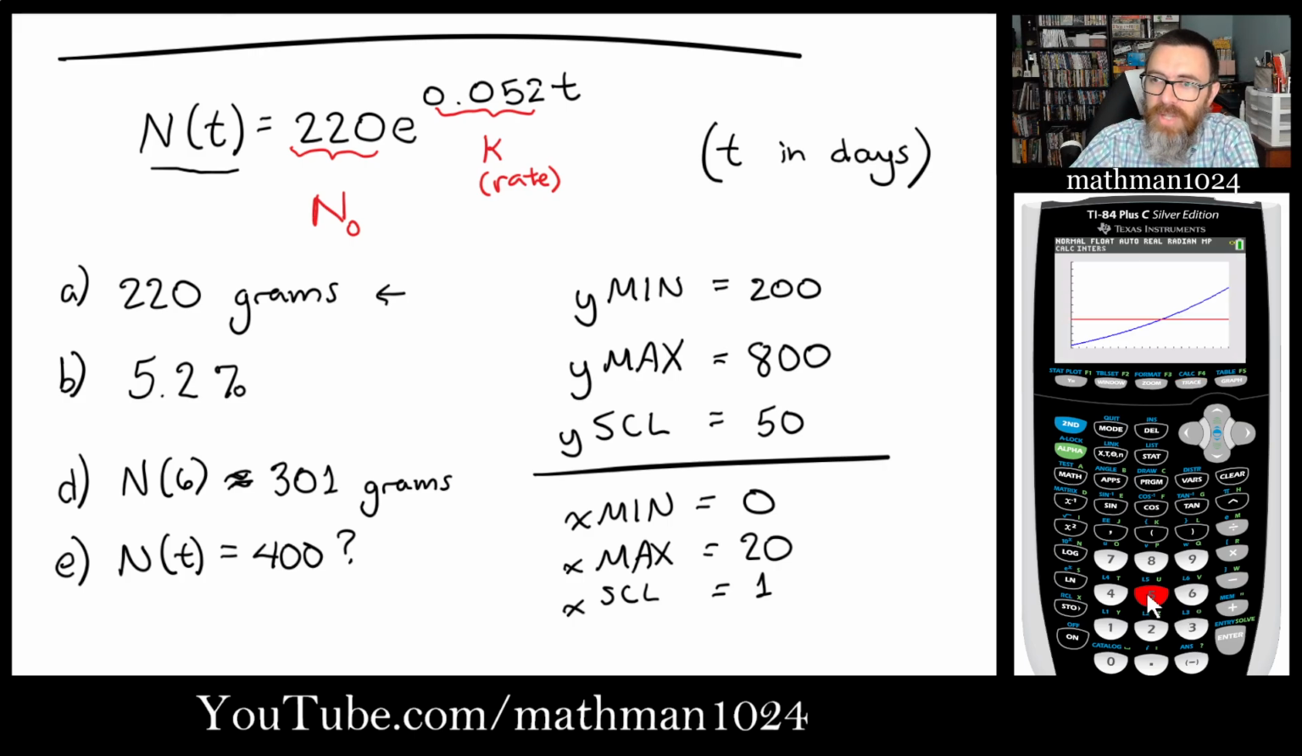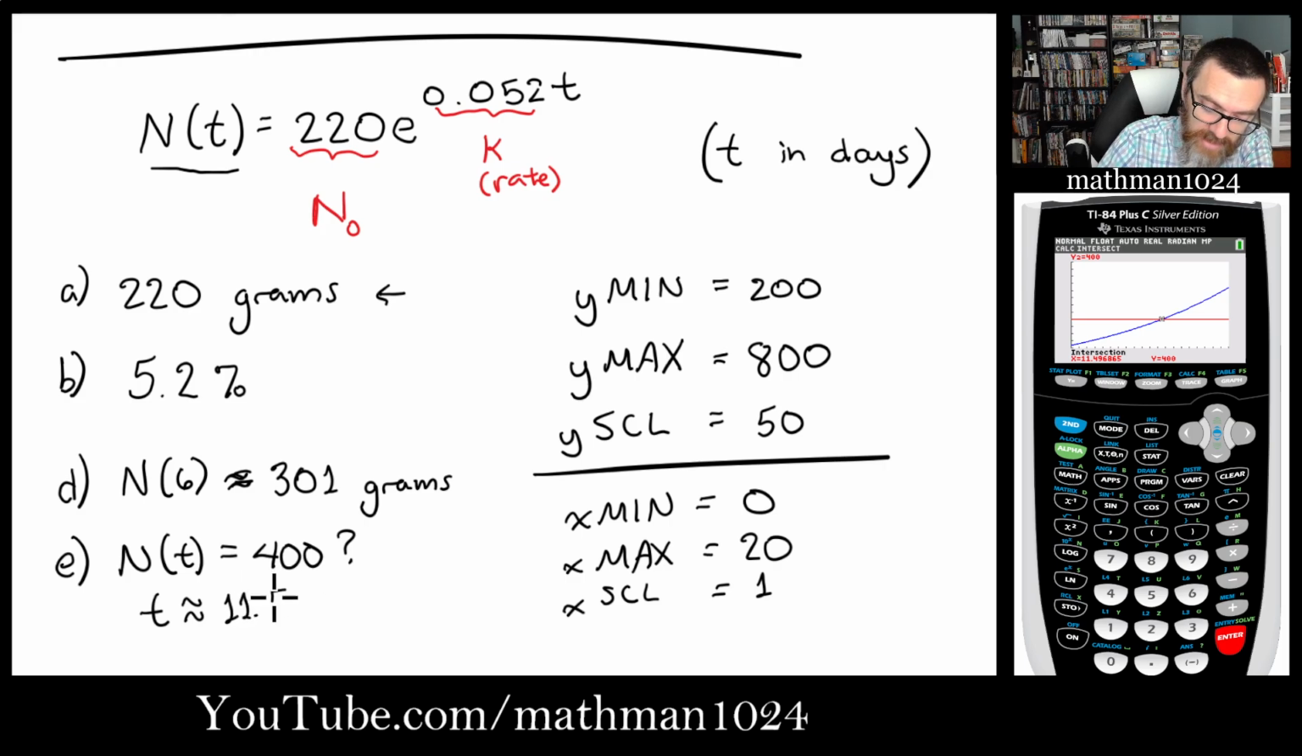So press 5 for intersect. Now, easy thing to do here is press enter to select the first curve, press enter again to select the second curve. The guess, you can use the trace. You can move left and right to get close to that. And when I was younger, that's what I would do. I got to get so close. Doesn't really matter. If there's only one intersection point, just go ahead and hit enter again. And it tells you that it's going to happen at about 11.5 days. So N of t equals 400 grams when t is about 11.5 days.